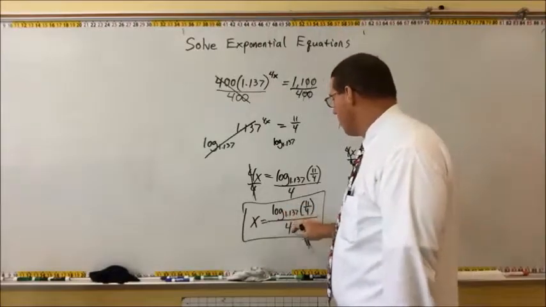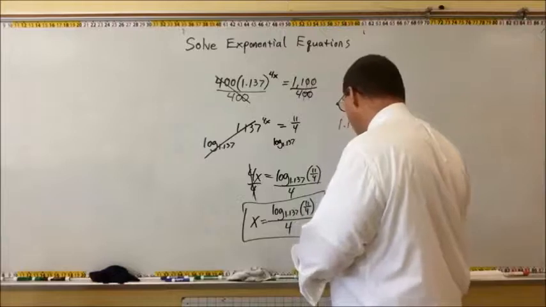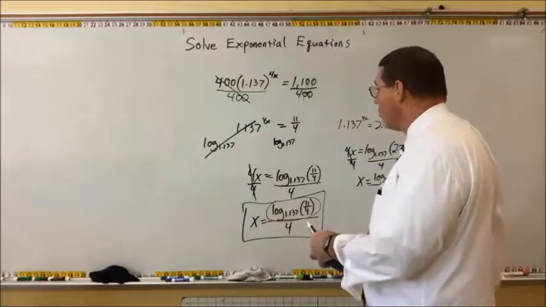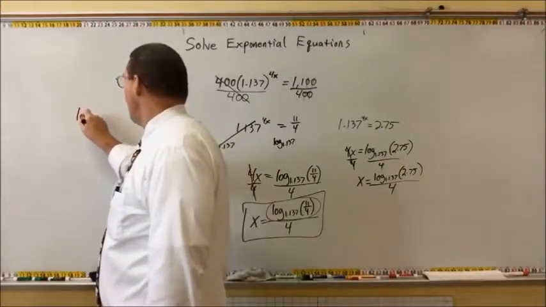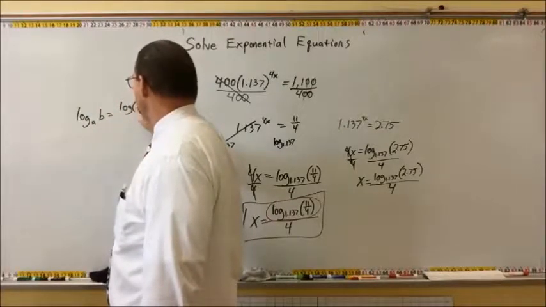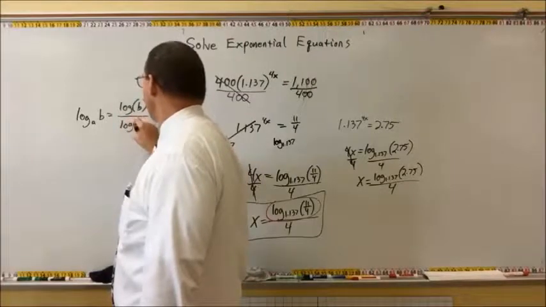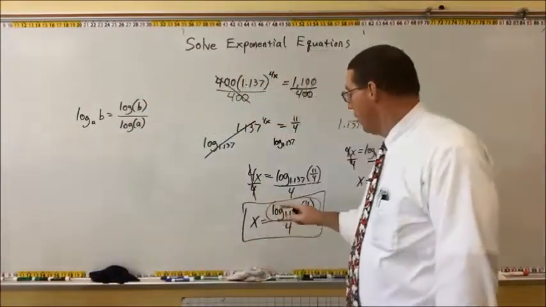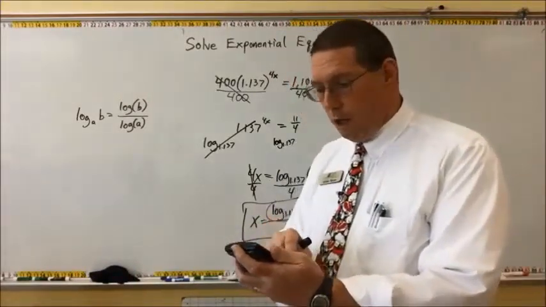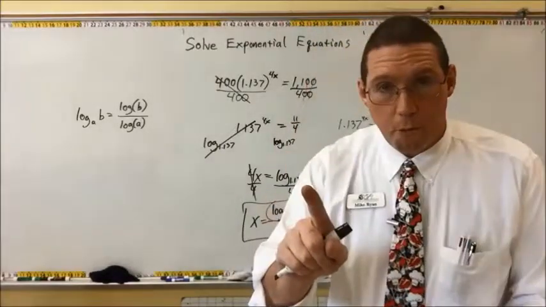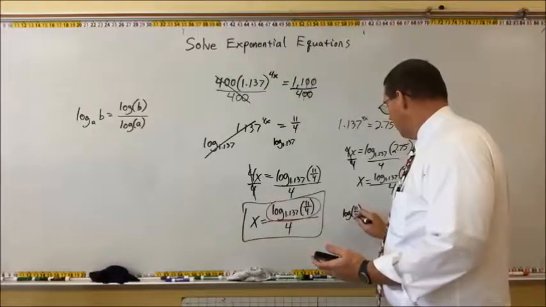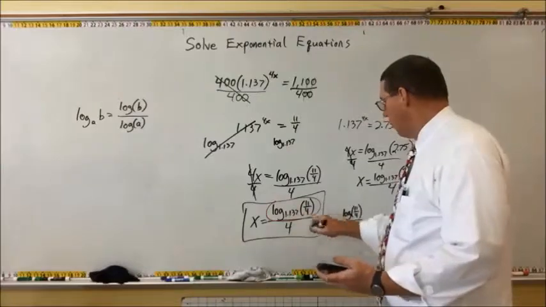Now, to find out what this is, I need to enter this part. See the numerator here? I'm going to need to use the change of base formula on that. Remember, the change of base formula is log base a of b is equal to the common logarithm of b, divided by the common logarithm of a. So here I'm going to do log of 11 over 4. That's why I'll key in my calculator log 11 divided by 4, close parenthesis, divided by log 1.137.